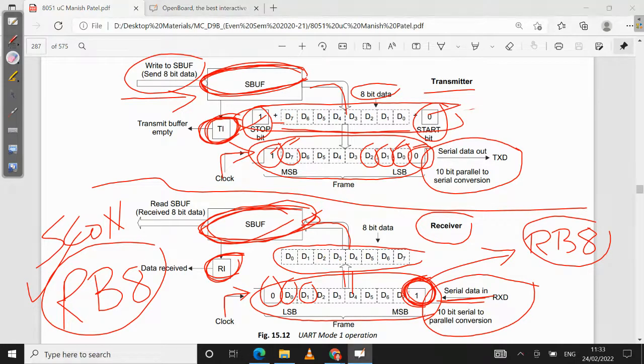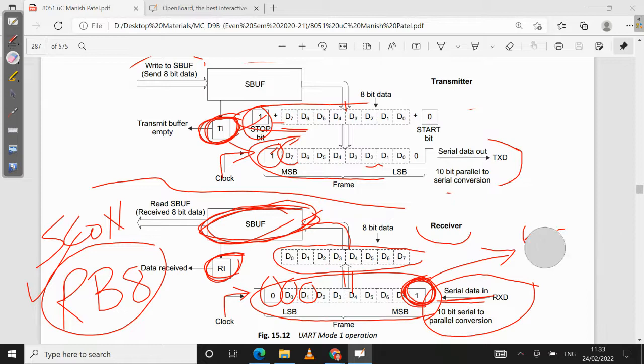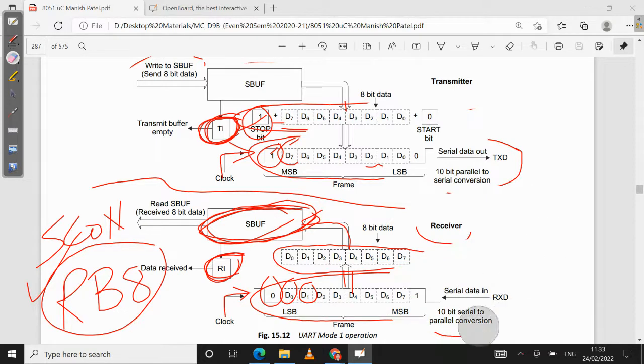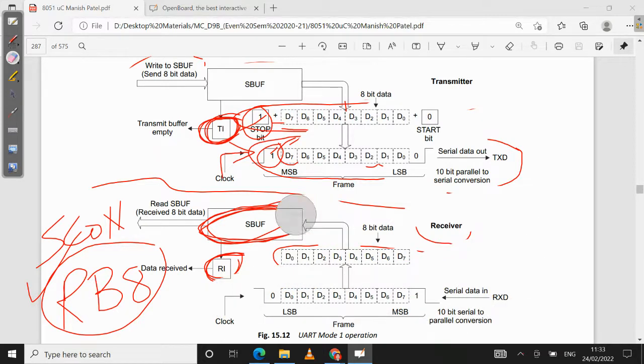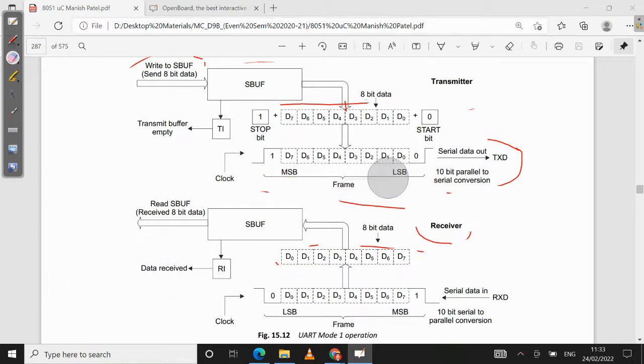So we have talked about mod 1 also, we will proceed to mod 2. Now mod 2 is 9 bit. Remember, mod 2 is 9 bit. Mod 1 and mod 0 both were 8 bit. Mod 0 was synchronous, mod 1 was asynchronous. Now we will talk about mod 2. So what is mod 2?